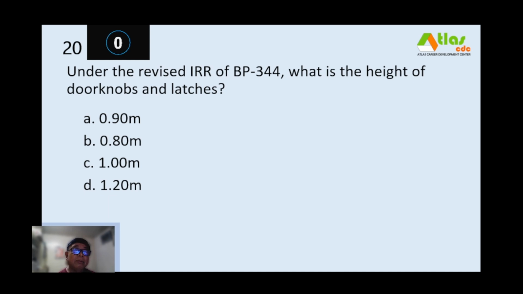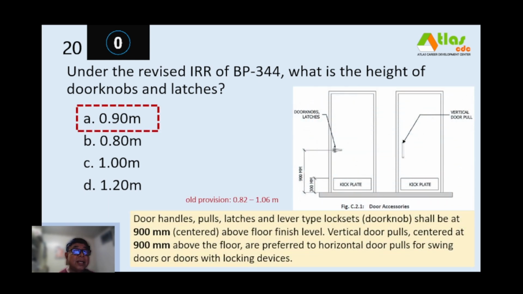And our correct answer is letter A, 0.90 meters. So door handles, pulls, latches, and lever type lock sets or doorknob shall be at 900 mm centered above floor finish level. Vertical door pulls centered at 900 mm above the floor are preferred to horizontal door pulls. So instead of horizontal, this one is preferred, no? The vertical. For swing doors or doors with locking devices. Now, the old provision is 0.82 to a maximum of 1.06.